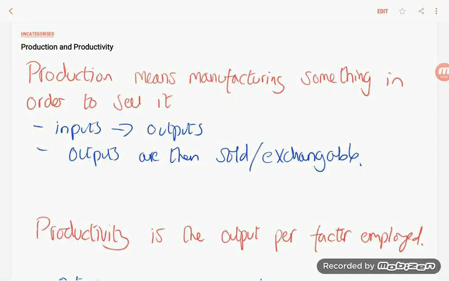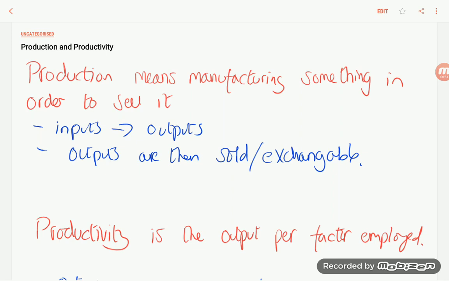Production and productivity. Production means manufacturing something in order to sell it. Production involves converting inputs, that's raw materials and labour, into outputs, i.e. things to sell. The inputs can be any of the four factors of production: land, labour, capital and enterprise. Inputs can be tangible, that's things you can touch like raw materials or machines, or intangible, things that cannot be touched like ideas, talent or knowledge.